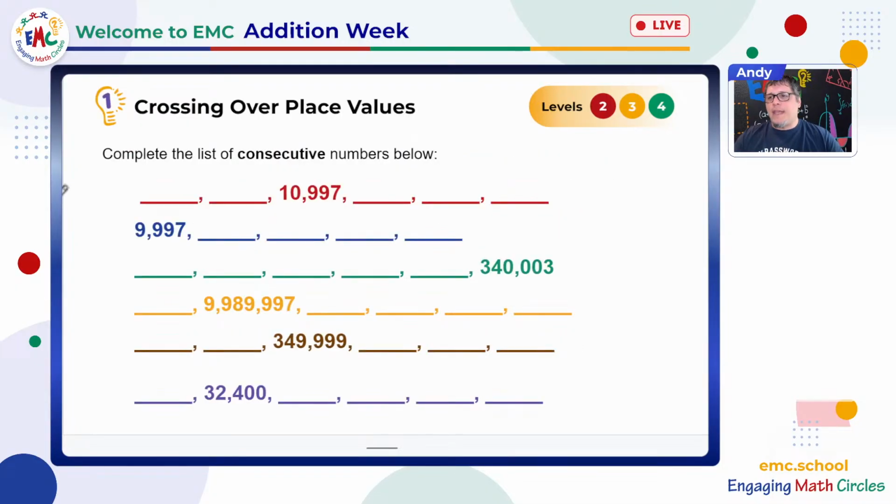Well, let's practice that with some of these. We're just going to list consecutive numbers. It didn't tell me a pattern, so I'm assuming I'm going up by 1. 10,998.